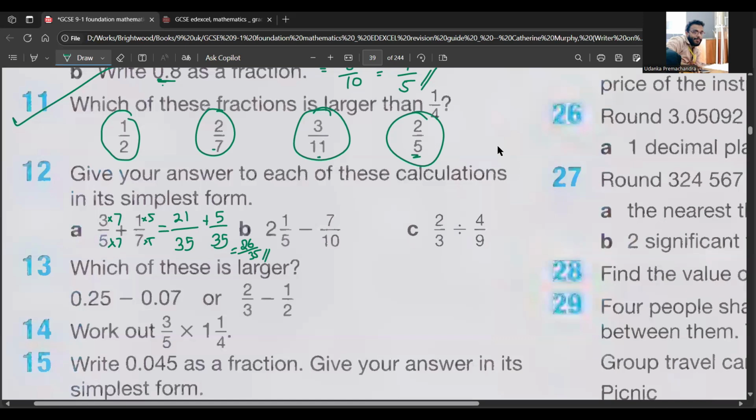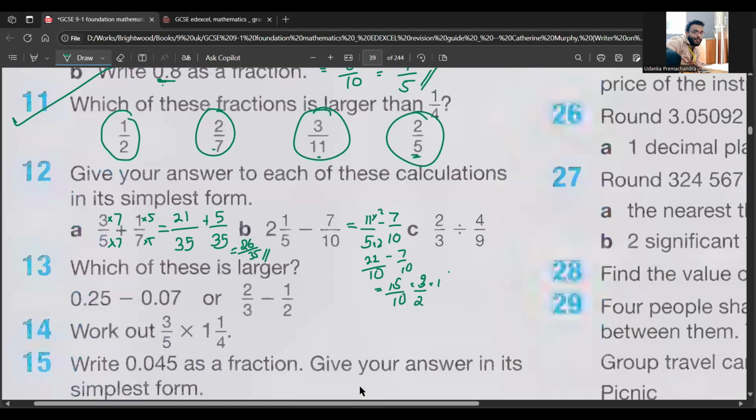Okay. So here you have to convert this mixed number into improper form. 5 into 2, 10, 11, 11 over 5. Minus 7 over 10. Now you have to convert this 5 into 10 for one denominator. It's 22 over 10 minus 7 over 10. So what's the answer? 15 over 10. You can, if you want, divide by 5. It's 3 over 2. Otherwise, 1 and 1 over 2.